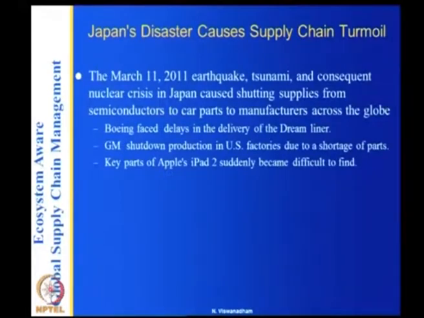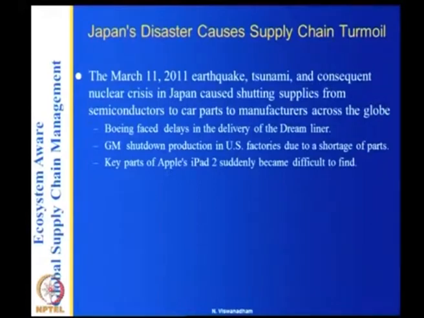The March 11, 2011 earthquake, tsunami, and consequent nuclear crisis in Japan caused shutdowns of supplies, from semiconductors to car plants, to manufacturers across the globe. What happened in Japan is there was an earthquake. The earthquake caused a tsunami, and the tsunami caused the electrical power shutdown, and that also shut down the backup batteries. So the nuclear plant went without power, without control. So there was a nuclear crisis, and since the power went away, the suppliers were shut down for 3 or 4 weeks. And this location hosts semiconductor to car parts manufacturers across the globe.